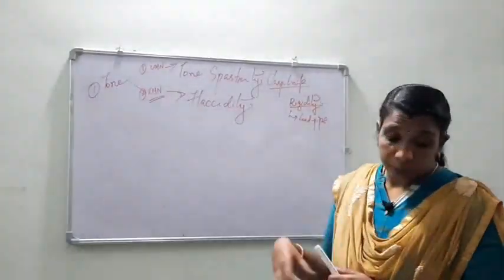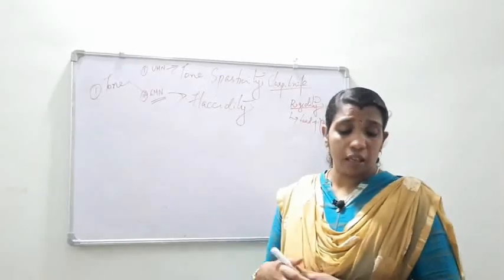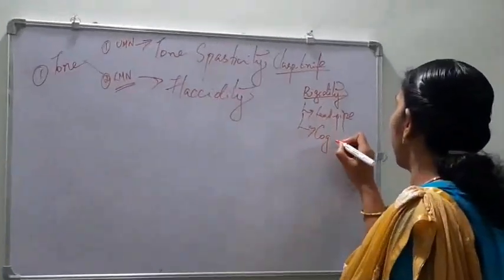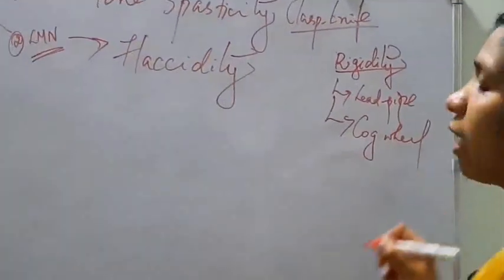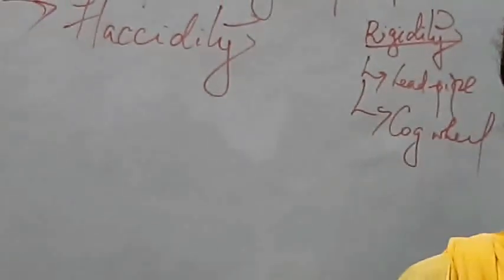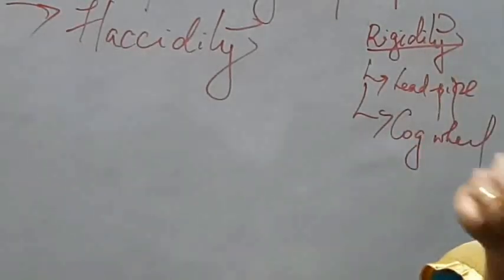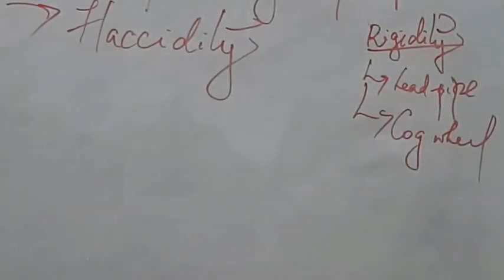And there is another rigidity known as cog wheel rigidity. So what is a cog wheel? In your Android phone, what is the symbol of settings? In an Android phone there are so many things. For settings there is a particular symbol, is it not? Like this.